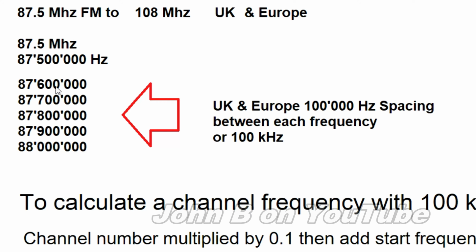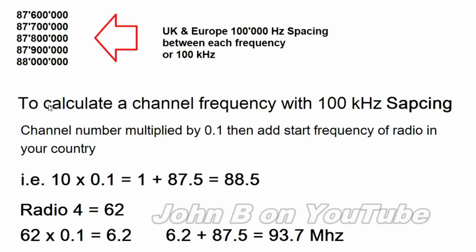And so this bit here is important. This is the channel spacing in the UK. You've got to understand this channel spacing to work out your channel number to get your frequency. In the UK and Europe, we've got 100 kilohertz channel spacing. I've got a note down here. To calculate a channel frequency with 100 kilohertz spacing, you take the channel number, multiply it by 0.1, then add the start frequency of the radio in your country.